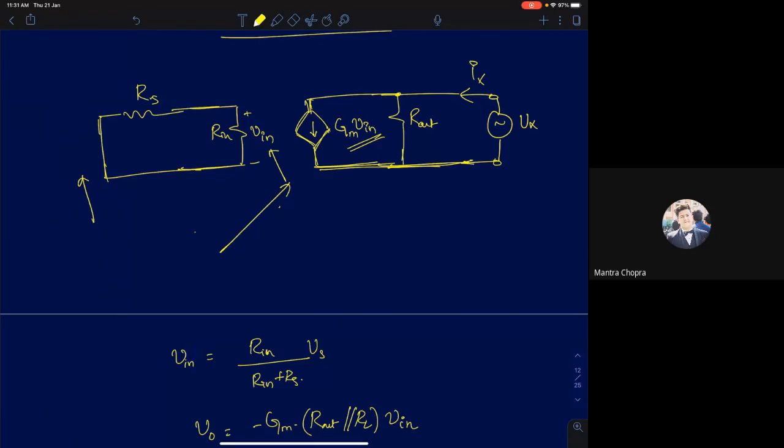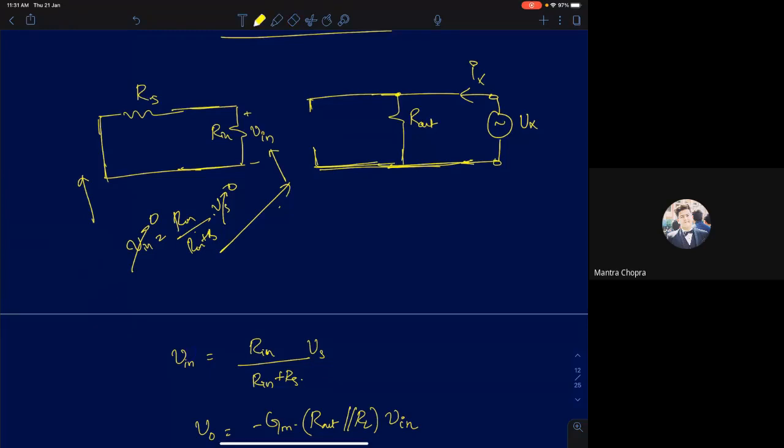Vs is short circuit, right? V in, yes, 0. Is that okay? V in is 0 because why? V in is simply Rn by Rn plus Rs into Vs. So Vs is 0, V in is also 0. If V in is 0, then this current source is also 0. Then I can remove the current source. I can open circuit the current source.